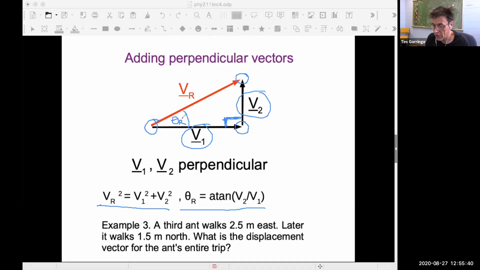The direction of the resulting vector, well, again, think about the right angle triangle here. Think about the trigonometry that you love. The angle in this corner is equal to the inverse tangent or arctangent. Old people call it arctangent. New people call it inverse tangent. So it's the inverse tangent of the ratio of the opposite side of the triangle to the adjacent side of the triangle. So the size of V2 over the size of V1.